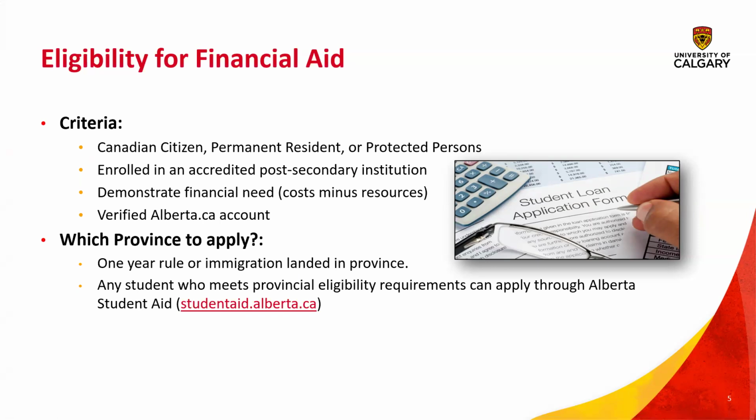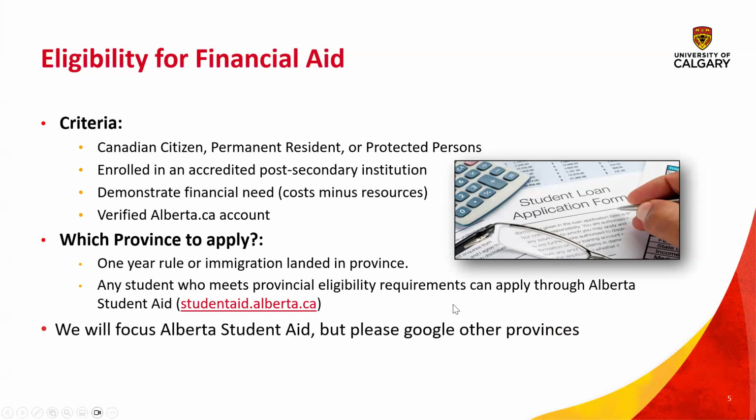Students who are residents of Alberta would apply for financial aid through Alberta Student Aid. You would count as a resident if you have lived in Alberta for the last 12 months prior to starting post-secondary. You will apply for funding through studentaid.alberta.ca, and you'd also need to have a verified alberta.ca account in order to apply for Alberta financial aid.